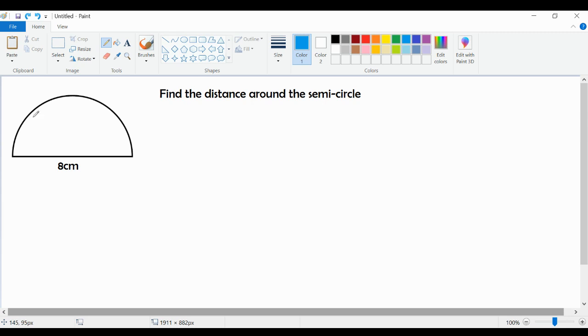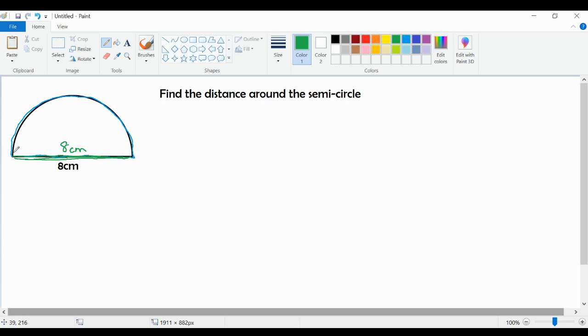Here we're going to find the distance around this semicircle. If I was to go around this semicircle, then I would actually go all the way around this edge and then have to go back to the beginning. We know that going back to the beginning across the bottom here is 8 centimeters. So we know that we're going to go across there, which is 8 centimeters.